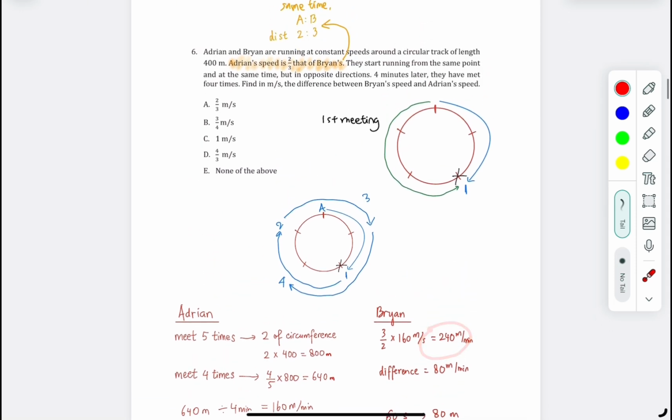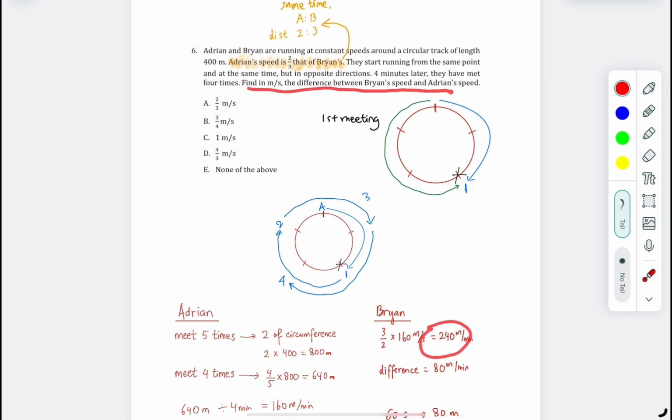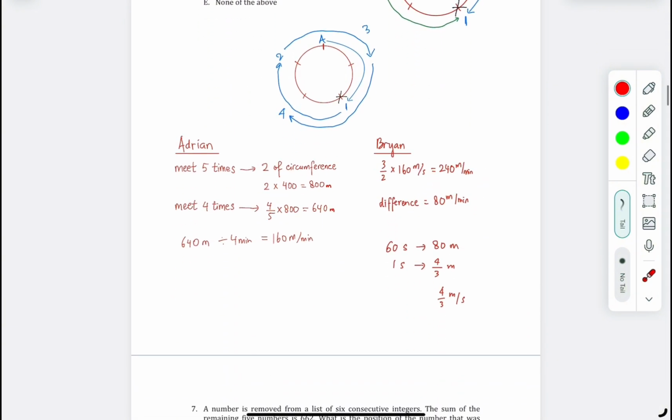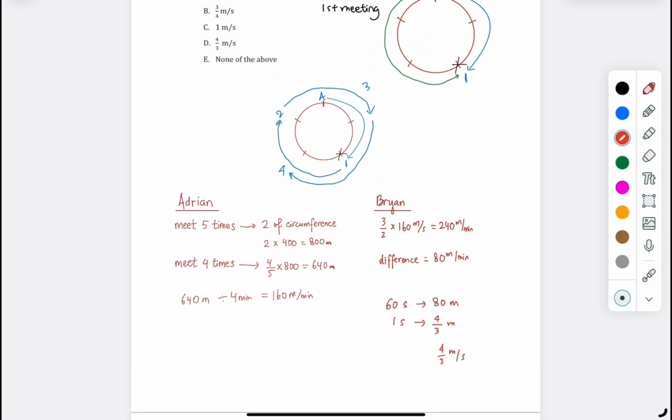Read the question again. They ask you to find the difference between Brian's and Adrian's speed, but in meters per second. So what we have here is in meters per minute. The difference is 80 meters per minute. I need to convert this into meters per second. How? 80 meters per minute means in 1 minute it will travel 80 meters. That means 60 seconds is 80 meters. That means 1 second will give you 80 divided by 60, which is 4/3 meters. That's how I get 4/3 meters per second, and that is D.